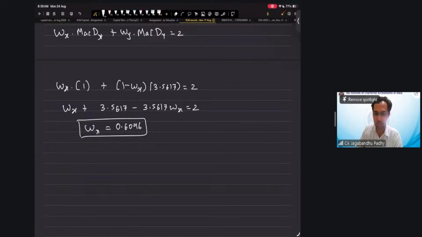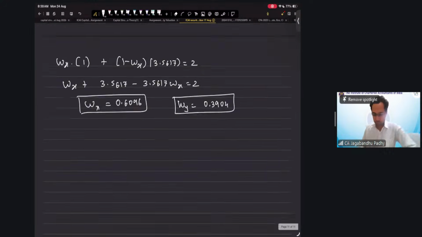0.6096. Okay. So once we have the weightage of X, we can get the weightage of Y also. The weightage of Y will be 0.3904. This is the weightage of investment that I'm going to take.